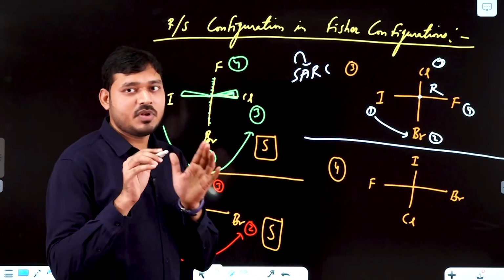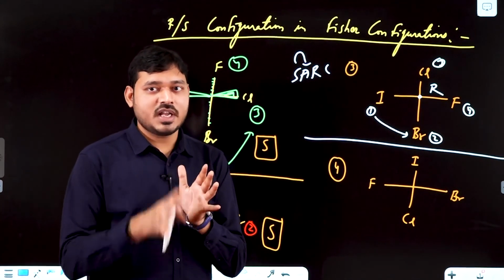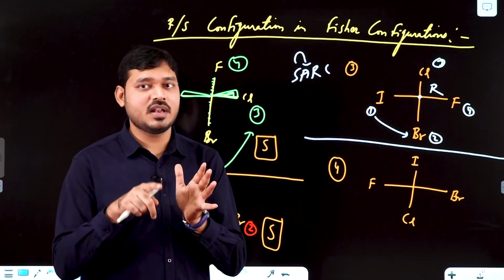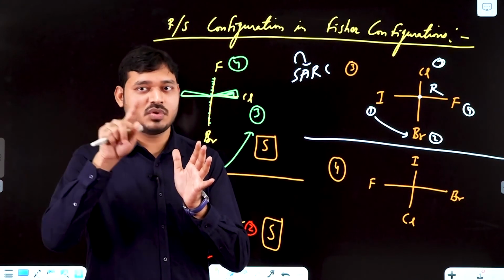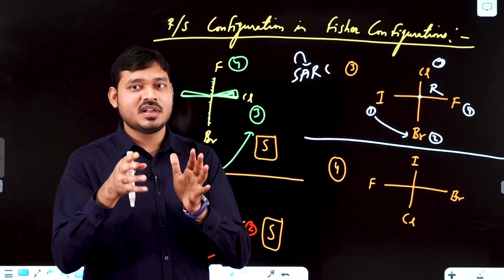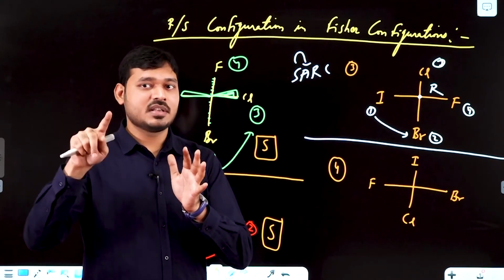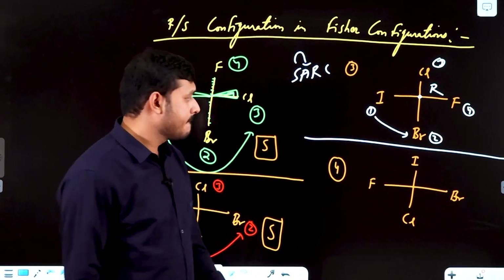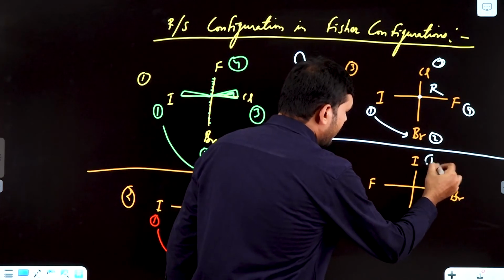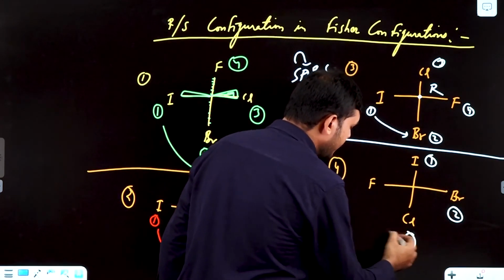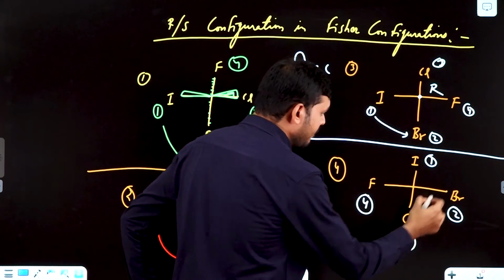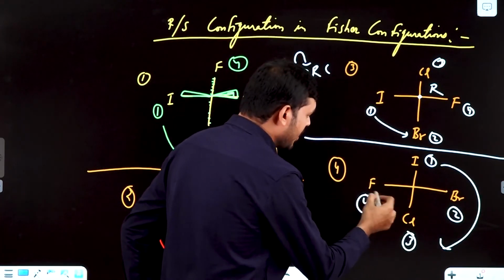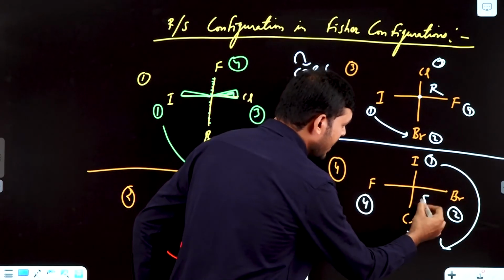Remember this thing, if lowest priority group lies in vertical, SARC is applicable. If lowest priority group does not lie in vertical, then just check using the rule SARC. If you get clockwise, then the answer will be reverse, S. If it will be anti-clockwise, S, then the answer will be R. Now check this one. 1, 2, 3, 4. Okay, so it is simply clockwise. So clockwise is R, but lowest priority group in horizontal, so it will be S configuration.